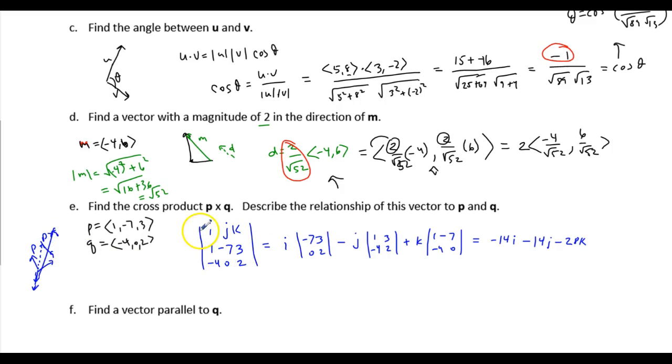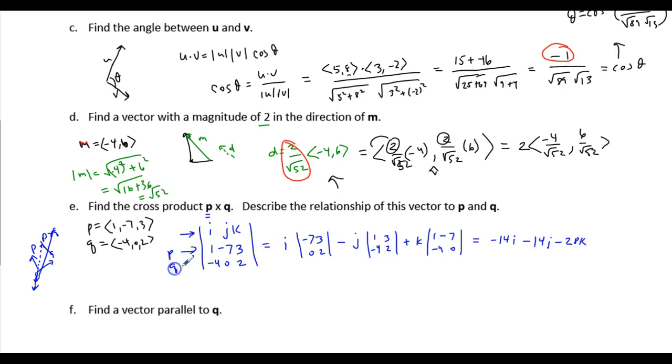So the way to do this is, that's why we learned the determinant formula. So that's the approach we're going to use here. You create a determinant. The ijk vectors go across the top. We're going to put the first vector listed here. Order is important with cross product. So the components of the p vector are going to go there.